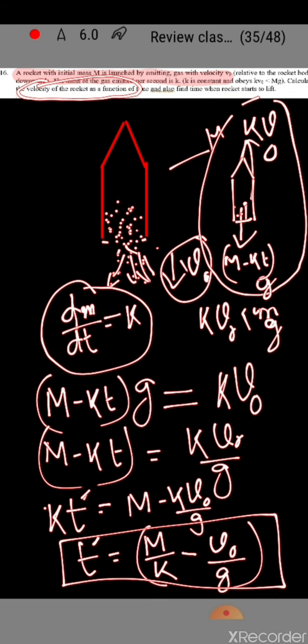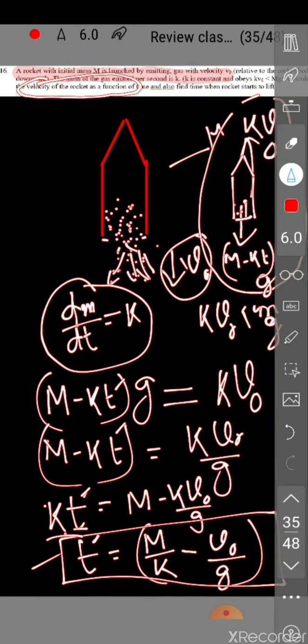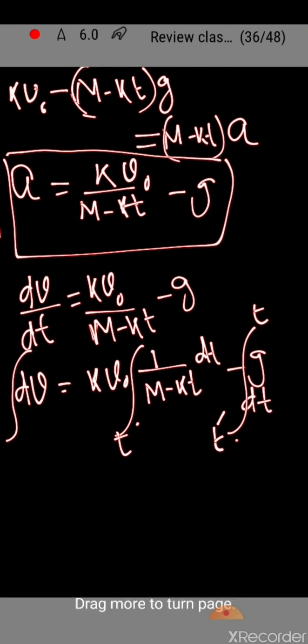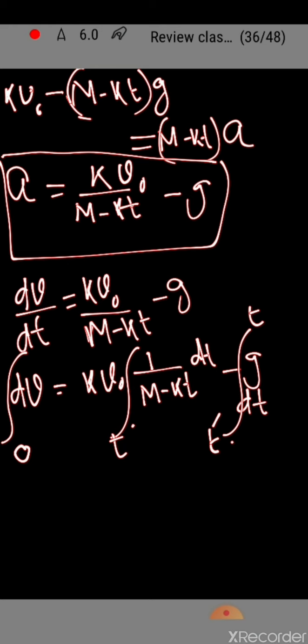So at what time does this get started? We'll give it the name t dash. At the t dash value, the velocity was 0. Till that time velocity was 0. So I will take the limit as t dash to t. At t dash the velocity was 0, and we have to calculate at time t what will be the velocity. Integrating this, we'll get the answer.